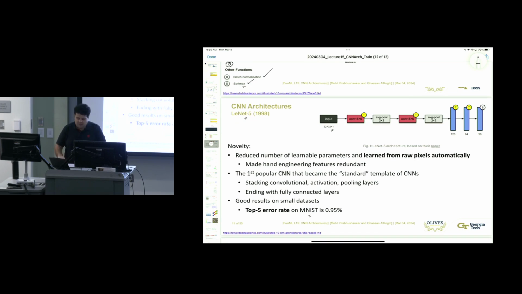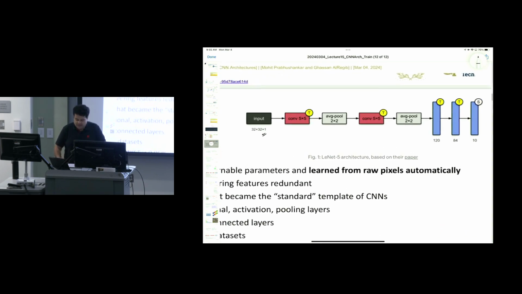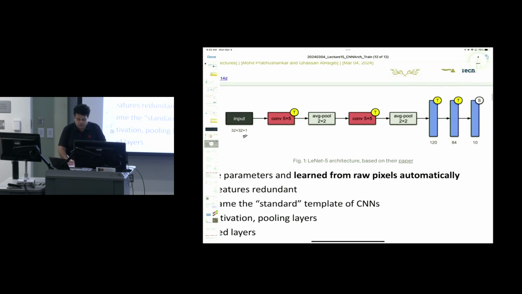So what was the novelty of the architecture itself? Basically, you have an input, a convolutional filter, some kind of average pooling, and T, which refers to the tanh nonlinearity, the activation function that we were using. There was an average pooling, another convolution layer, average pooling, and fully connected layers until you get to a stage which is number 10.